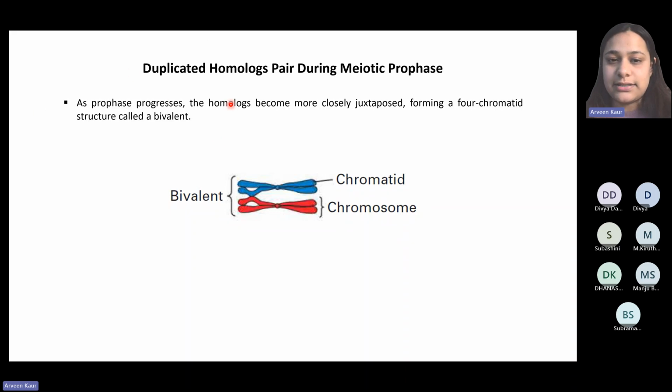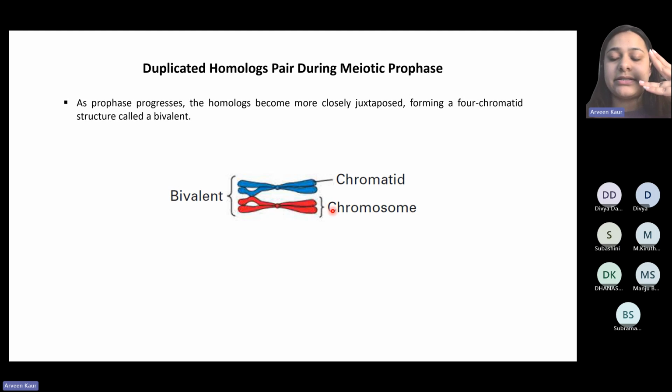As the prophase progresses, the homologues become more closely juxtaposed. So they are brought together, forming a four chromatid structure called a bivalent. So what is a bivalent? It is a four chromatid structure. In one particular chromosome, there are two chromatids, which are known as sister chromatids. When we talk about two homologous chromosomes, there will be four chromatids.